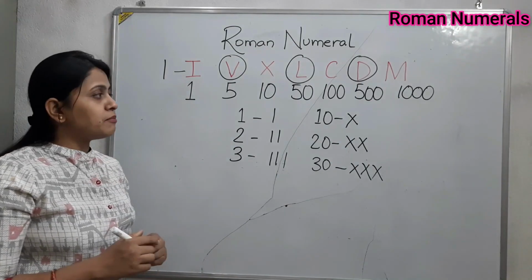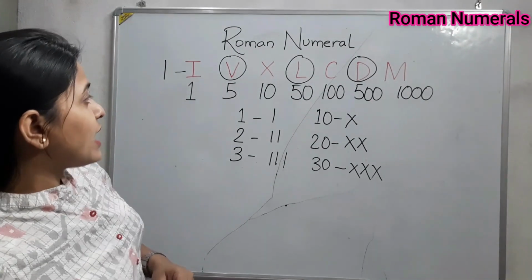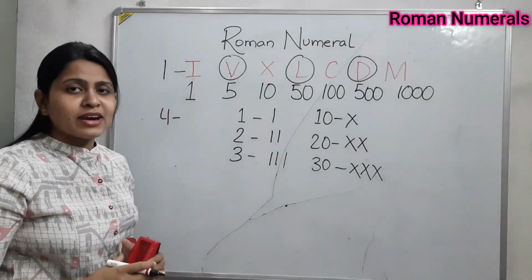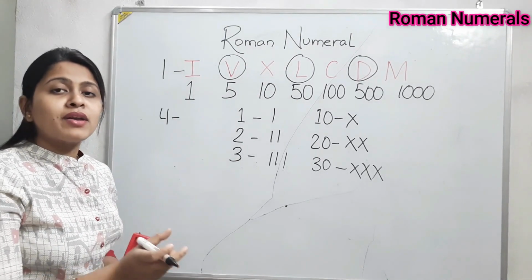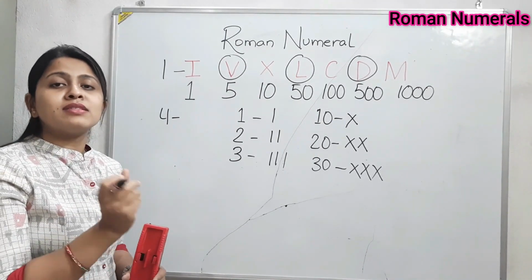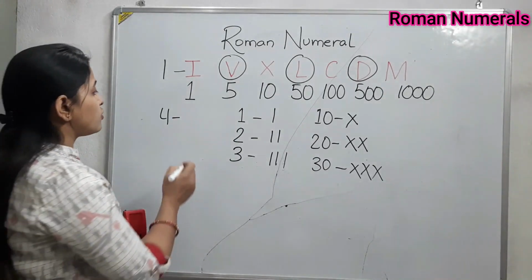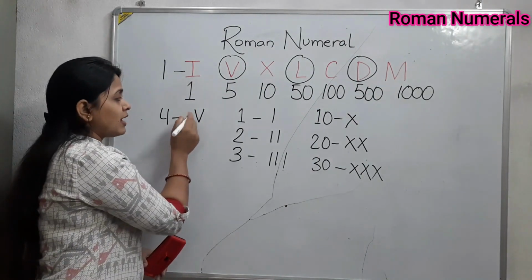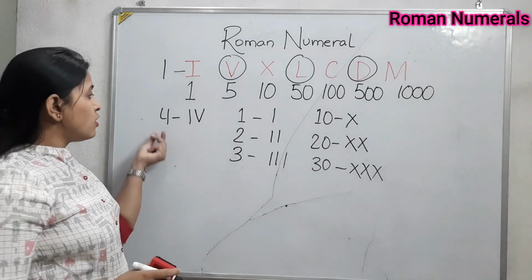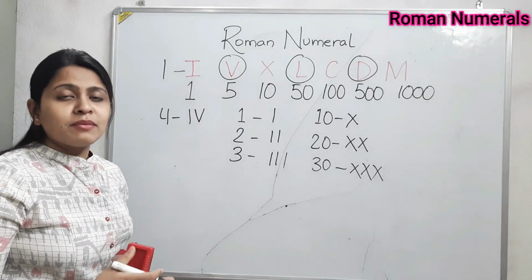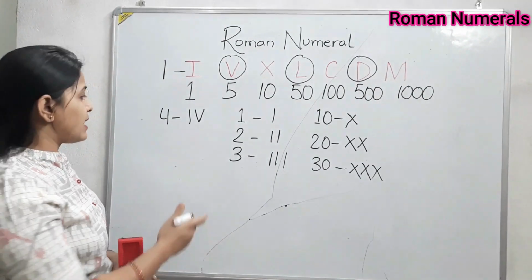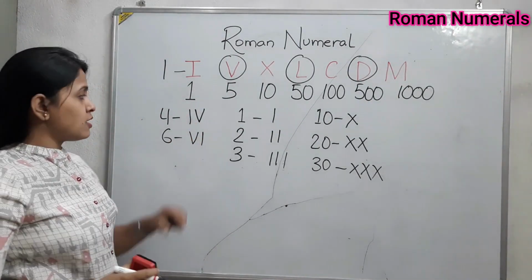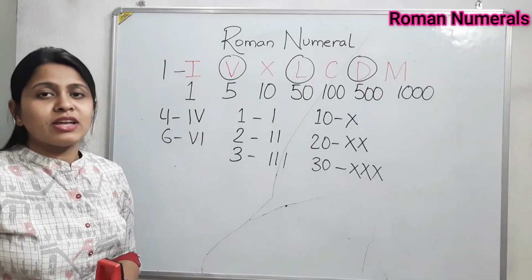Starting from 4, suppose I have to write 4. So how will I write 4? The number written to the left side is subtracted. So 4 means 5 minus 1. First we write 5 and to the left, minus 1. So this is 4. And the number written to the right side is added. Suppose I have to write 6. I will write 5 plus 1, that is 6. So this is the difference between the symbols.